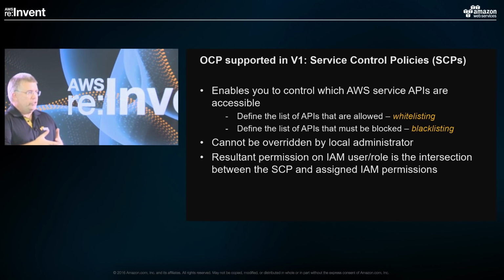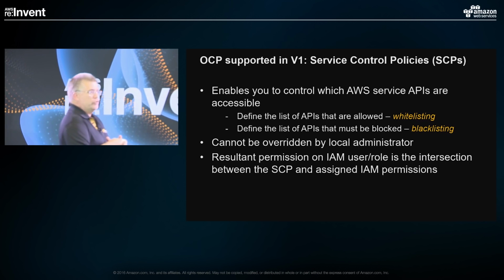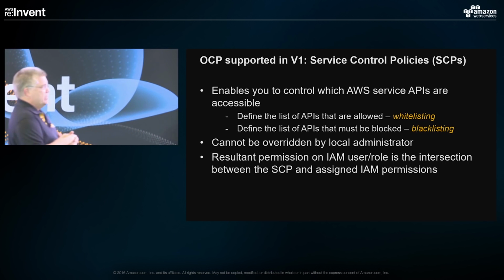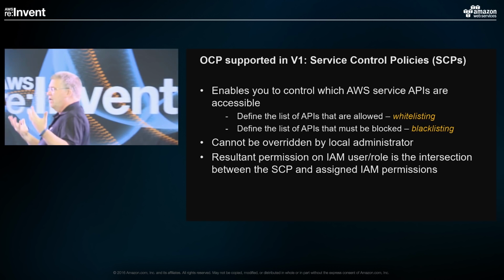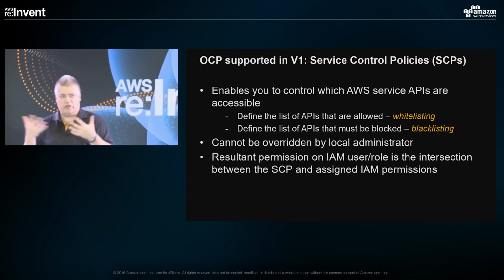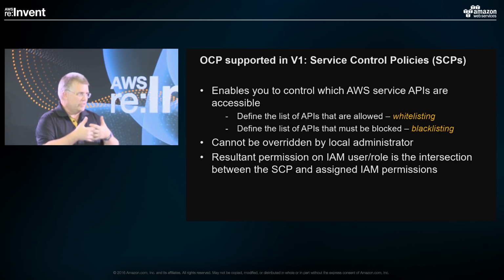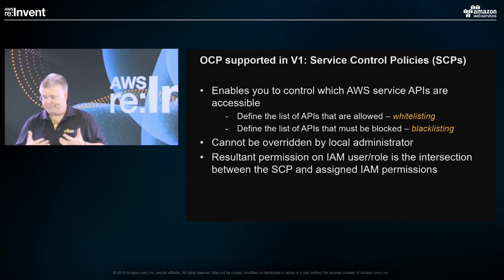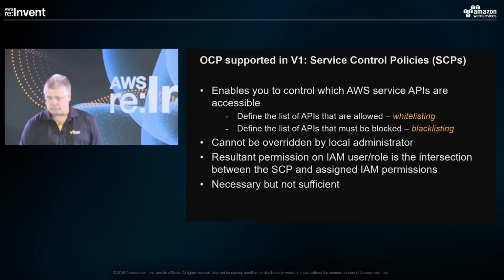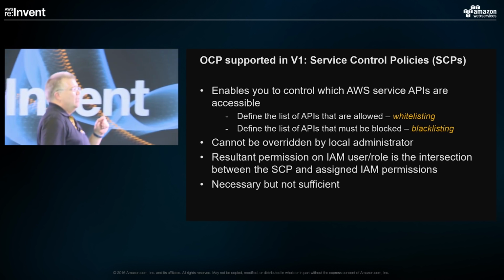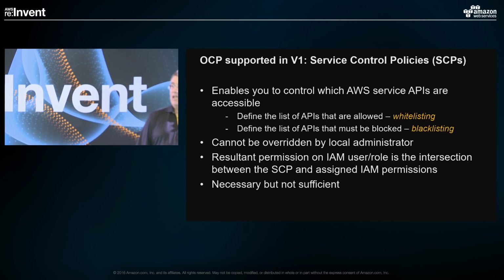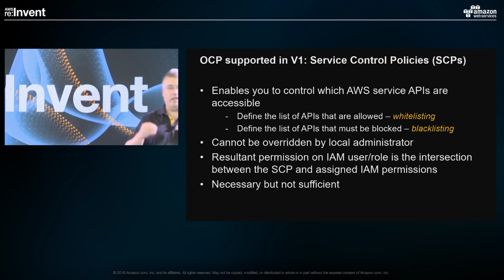The resultant permission for an IAM user or a role in the account is the intersection of what's defined in the service control policy and what's defined in the IAM permissions. I'll have some slides later on that show this more illustratively so we understand it. I need to drill into this a little bit more. But it's the intersection in between. It's necessary but not sufficient. What does that mean? Just because I'm going to say an API is allowed doesn't mean that users in the account suddenly have access to it. They also need IAM permissions in order to get access. So you need both.